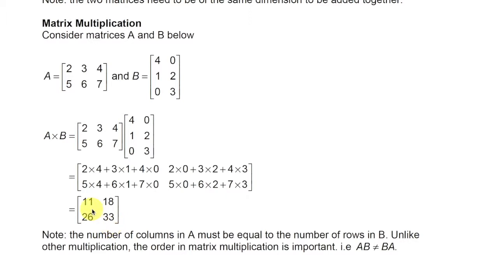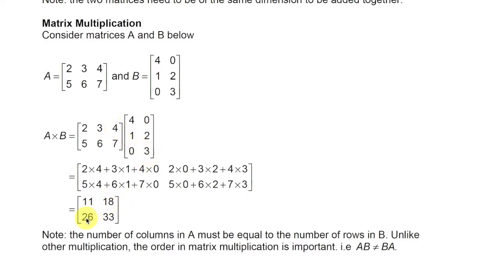All right, how did I get this 11? Well, it was the first row multiplied by the first column. So 2 times 4 plus 3 times 1 plus 4 times 0. And that goes in here. How did I get the 18? Well, it was the first row by the second column. So 2 times 0 plus 3 times 2 plus 4 times 3.